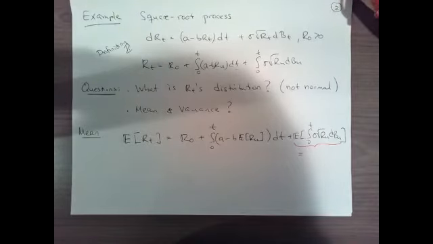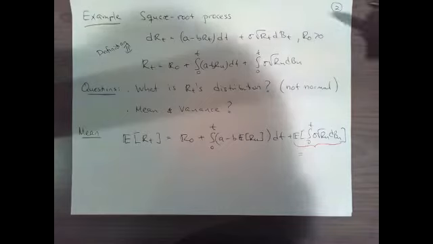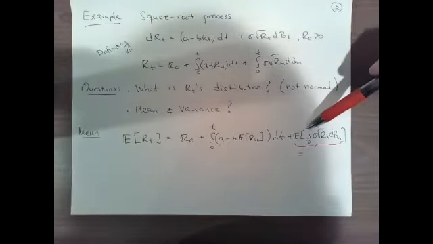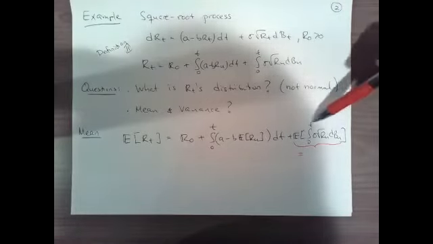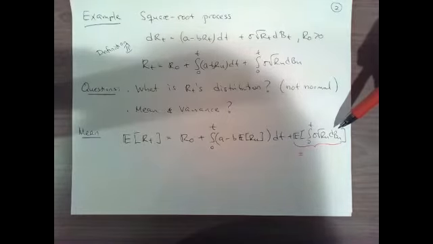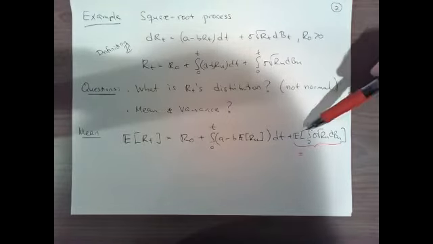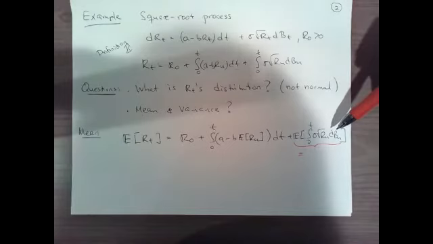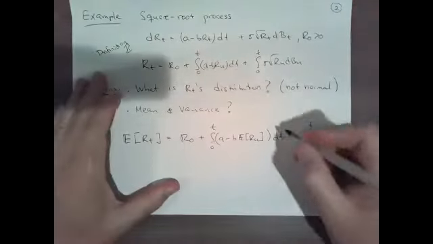Are we trying to do an Ito isometry thing here or something else? For the Ito isometry, we would have to have a square here, and there's no square. So what is the expectation of a stochastic integral?